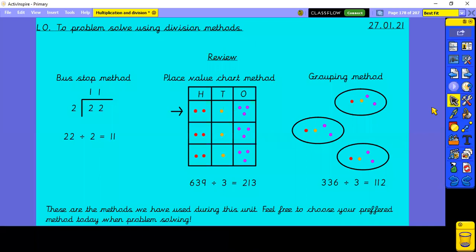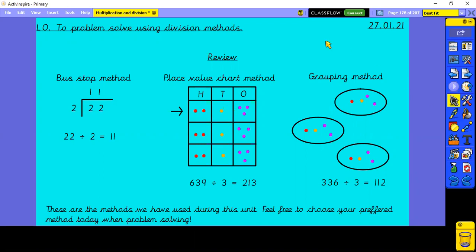Okay, so now we're going to move on to our main input of our lesson. So if you remember when we did our multiplication unit, we did a whole lesson based on problem solving, because as a class it's really something we need to work on, so I think it's good for you to do a lesson purely on problem solving.